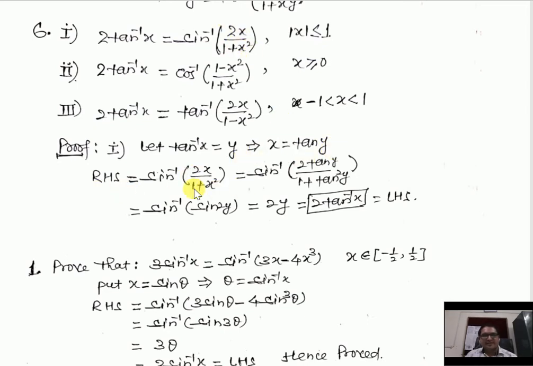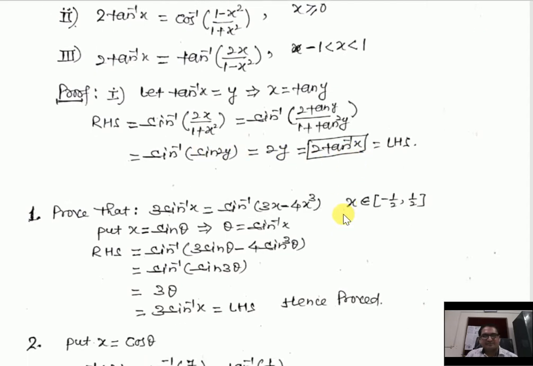Take the right hand side, sin inverse 2x upon 1 plus x square. X is equal to what? Tan theta or tan y. So 2 tan y upon 1 plus tan square y. So this value is what? Sin 2 theta or sin 2 y. So sin inverse sin is eliminated, leaving 2 y. Y means tan inverse x.